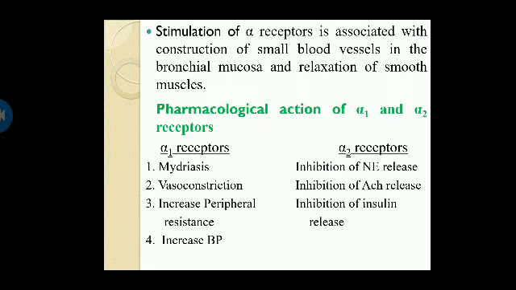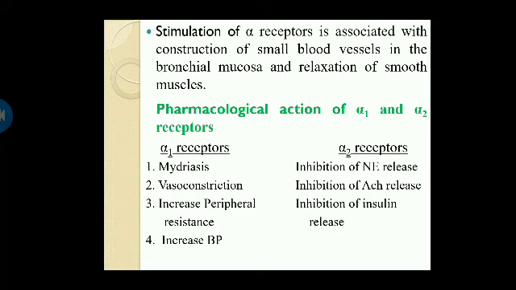Next is stimulation of alpha receptors, common to alpha 1 and alpha 2. The stimulation is associated with contraction of blood vessels in the bronchial mucosa and relaxation of smooth muscles.